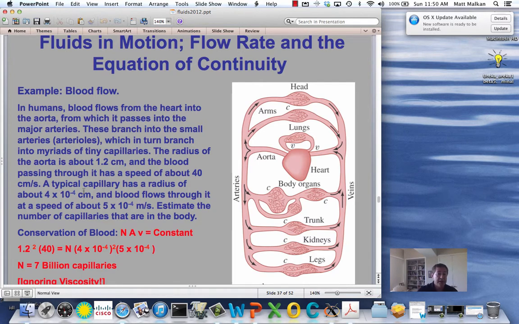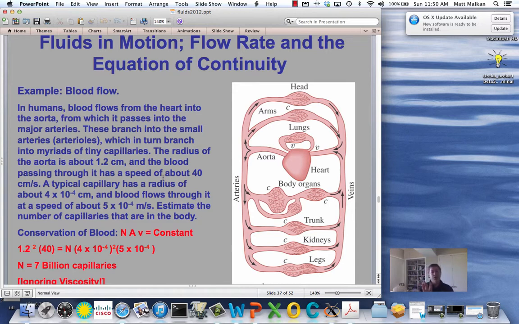So a typical capillary, I didn't know this number, darn, is that small. That's a radius of only 4 times 10 to the minus 4 centimeters. And the blood has really slowed down there also. Now it's just going at 5 times 10 to the minus 4 meters per second instead of 40 centimeters per second. Oops, we've got some different units. We better keep track of those units here.